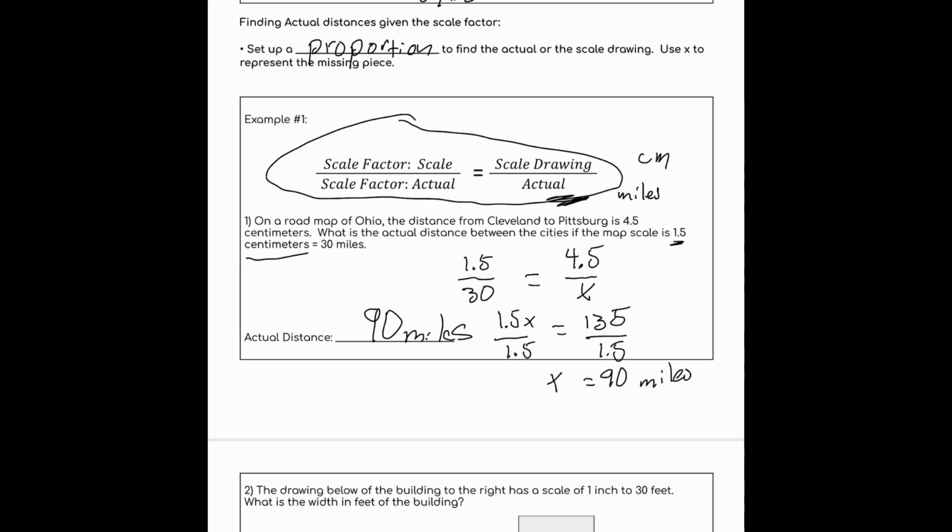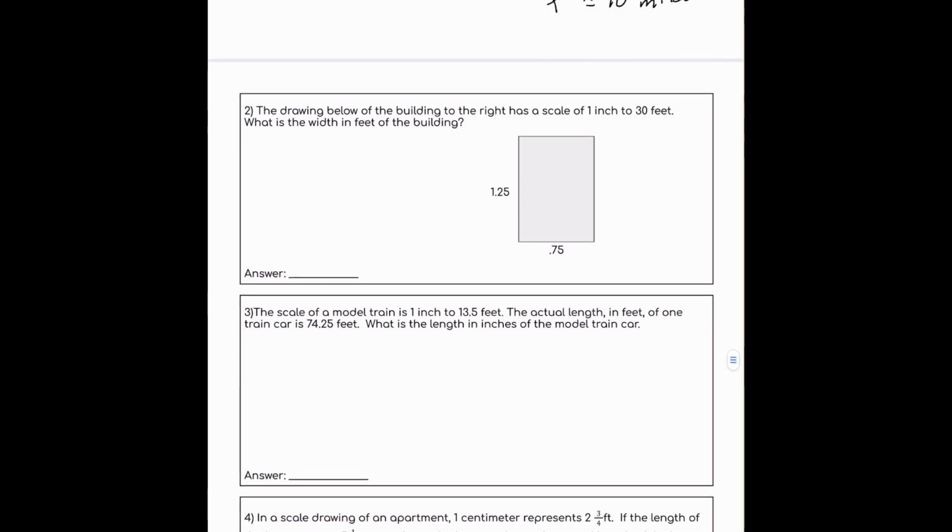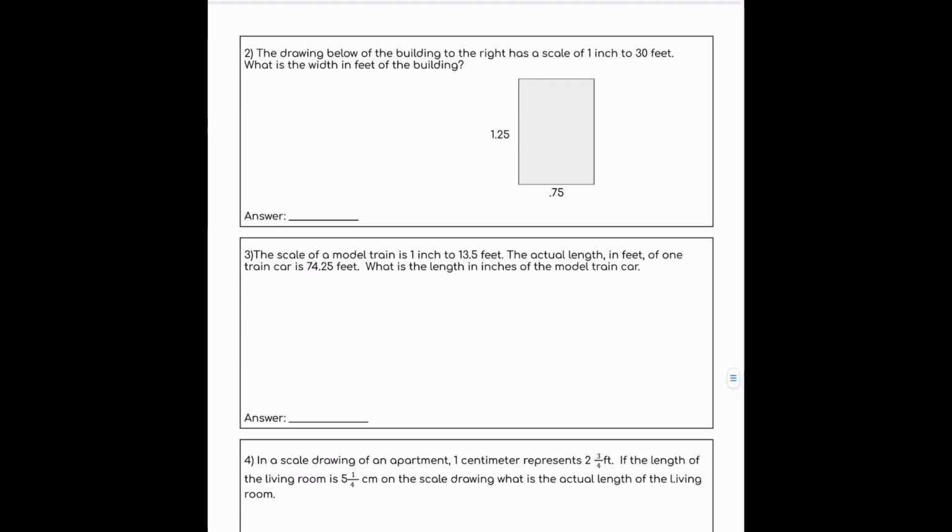Let's take a look at number 2. The drawing below the building to the right has a scale of 1 inch to 30 feet. What is the width in feet of the building? So I want you to get in the habit of writing this out until you get really good at it.